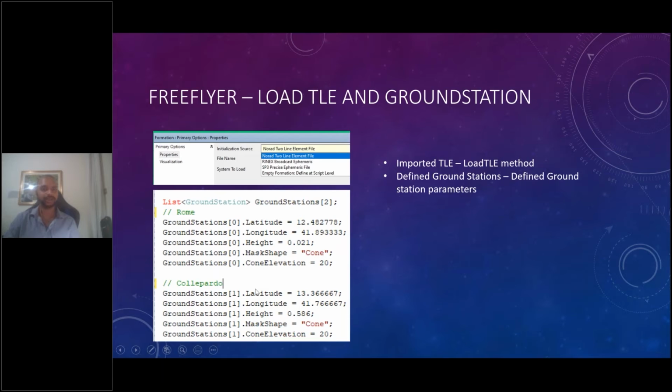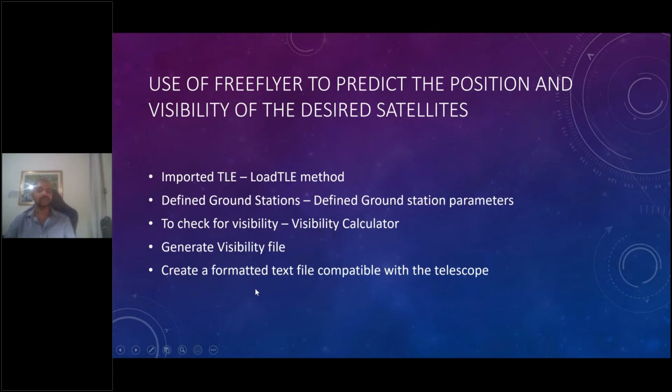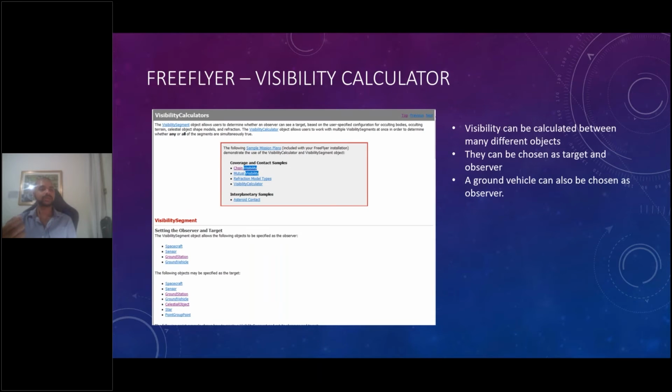Checking visibility is done by the visibility calculator tool. This object is very useful because it gives you the ability to measure the visibility from different objects like a spacecraft, a ground station, or a moving vehicle to another spacecraft, so you can measure the visibility between spacecraft or between a ground station and a spacecraft. So there's a lot of flexibility with the visibility calculator here.